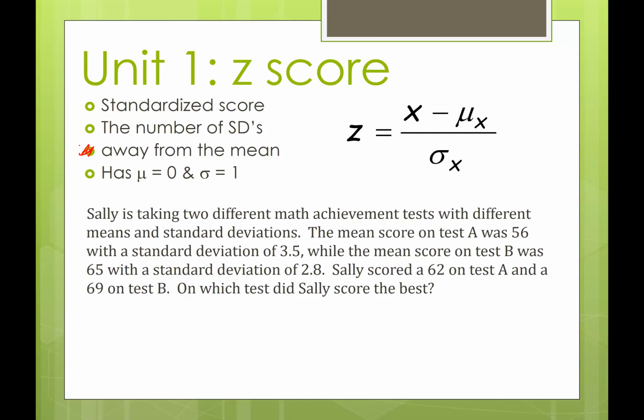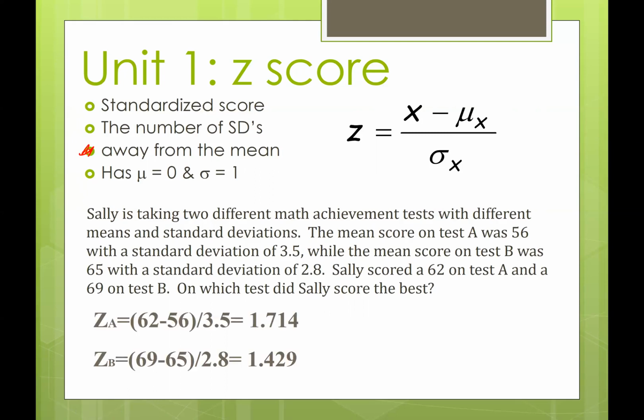So for example, Sally's taking 2 different math achievement tests with different means and standard deviations. The mean score on test A was 56 with a standard deviation of 3.5, while the mean score on test B was 65 with a standard deviation of 2.8. Sally scored a 62 on A and a 69 on B. On which test did Sally score the best? So it's not necessarily the 69. You need to compare this by calculating z-scores.